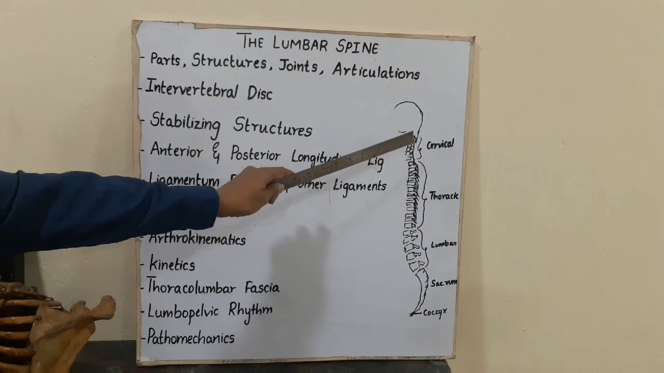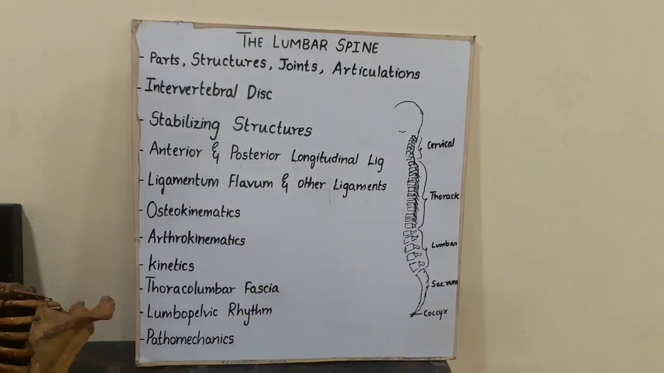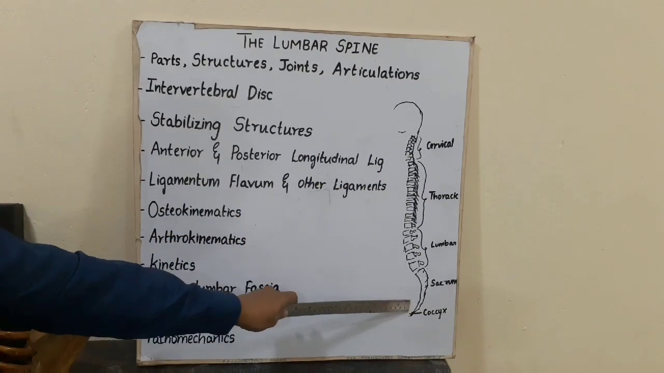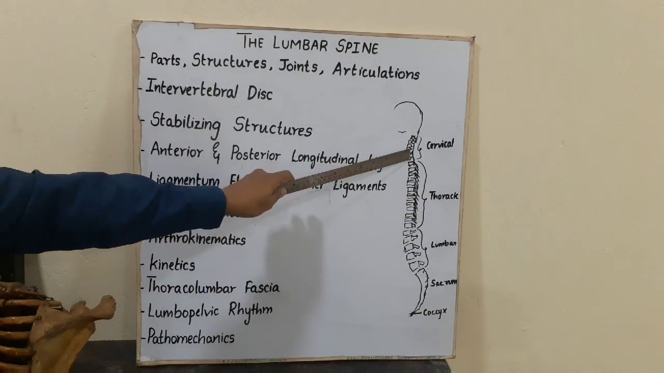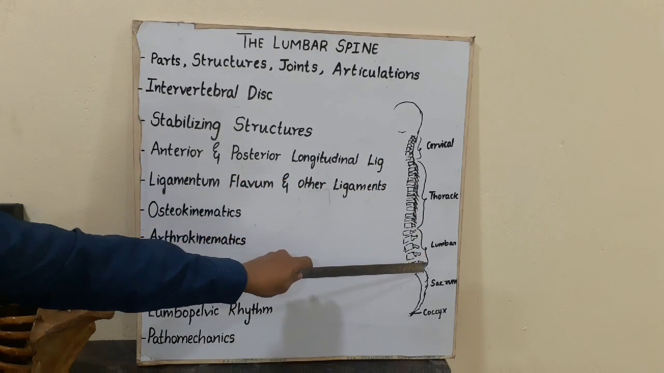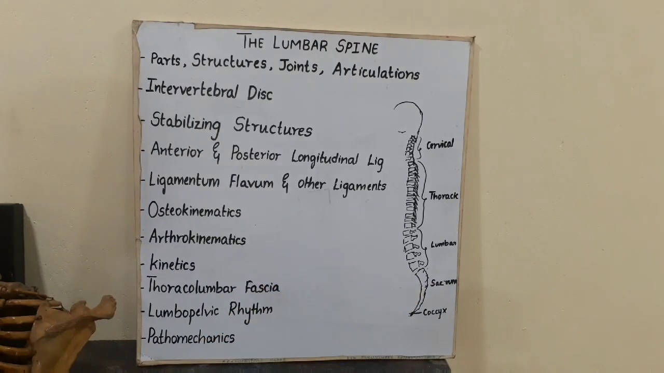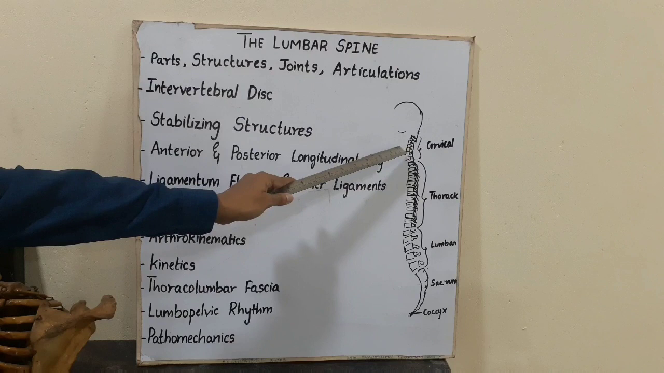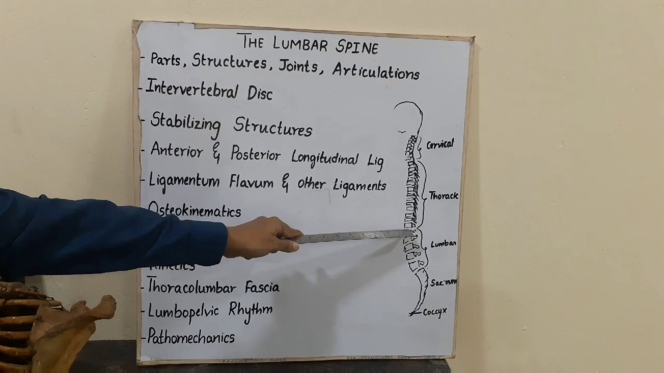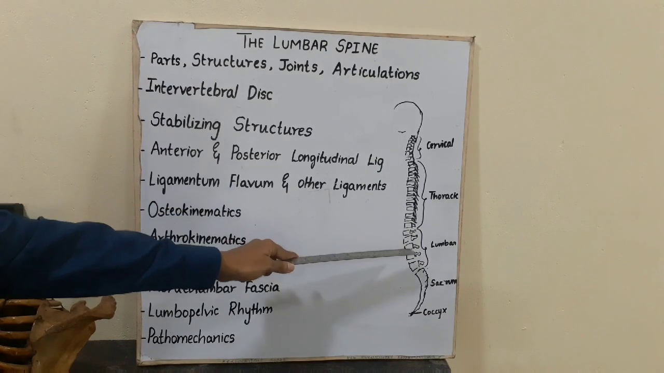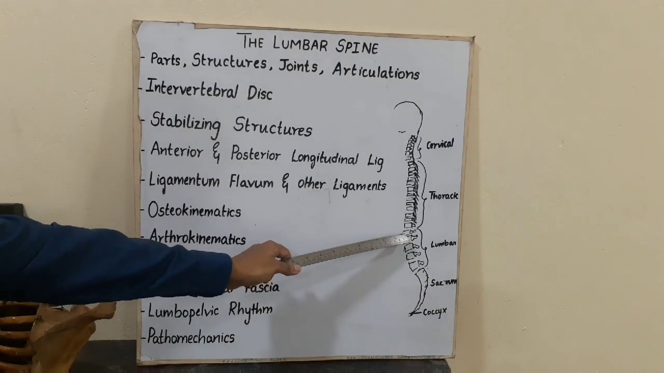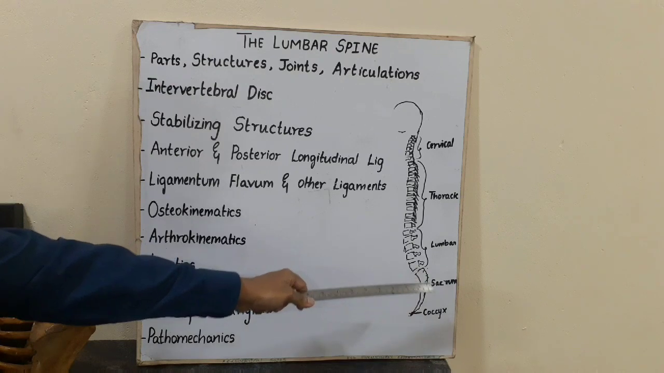So you can see, just to give you a rough idea, this is the vertebral column. This is the skull. So in the vertebral column, we have cervical spine, thoracic spine, lumbar spine, sacrum and coccyx. The cervical spine has 7 cervical vertebrae. The thoracic spine has 12 thoracic vertebrae. The lumbar spine has 5 lumbar vertebrae. So today we are going to discuss these 5 lumbar vertebrae.